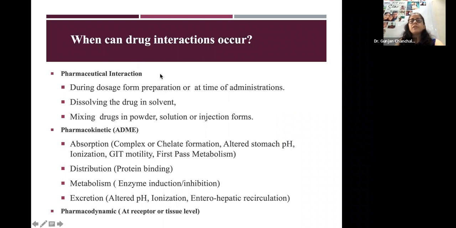So when can drug interactions occur? Drug interactions can occur right from the time that you prepare the drug to the time of administration, to the dissolving of the drug in the solvent. They can also occur at the time of absorption if we are giving any orally administered drugs, for distribution, metabolism, excretion, and finally at the pharmacodynamic level, that means at the action level of the drugs. So we will first see each of these interactions, how they happen, and then we will see the common drug interactions that we see in the ICU.